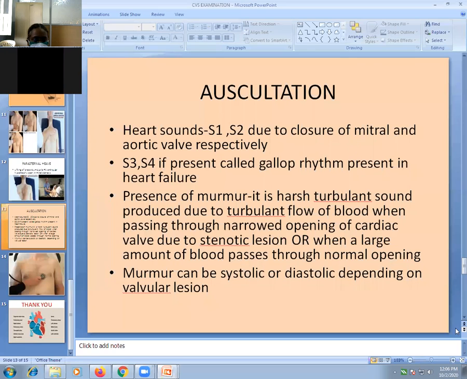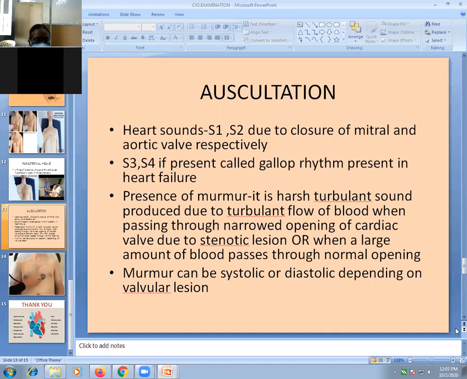If you keep the stethoscope over the mitral area and auscultate, you hear lub, dub, lub, dub. That means S1, S2, S1, S2. If you get additional heart sounds like S3, S4, it is called gallop rhythm, and it is suggestive that the patient is in heart failure.